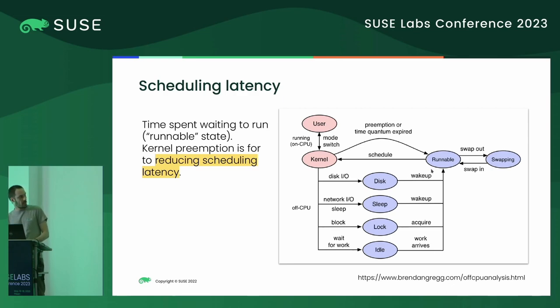As you can see, you can enter this state from two arrows, right? From the bottom, which corresponds, for example, to waking up because data is ready from the disk, or some network data is ready, or I got my lock and I can enter the critical section. Or I wake up from idle.